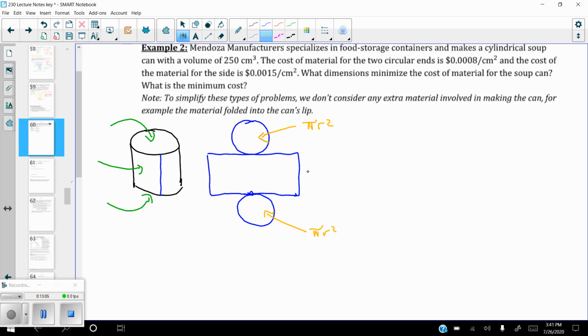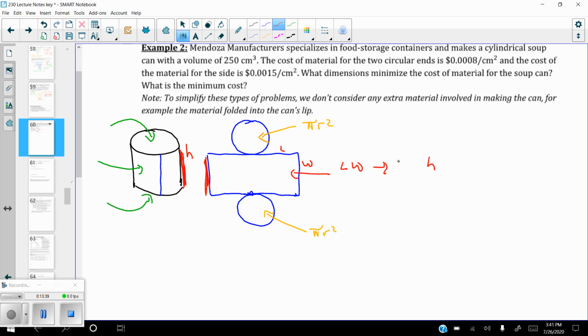Okay, this rectangular piece over here is the part that's going to be a little bit different. We know that the area of a rectangle is length times width. Typically, we'll call the longer piece the length, so we'll call this piece up on the top the length and this piece the width. But if we go back to the can, this piece corresponds to the height of the can. So we're going to call the width h.